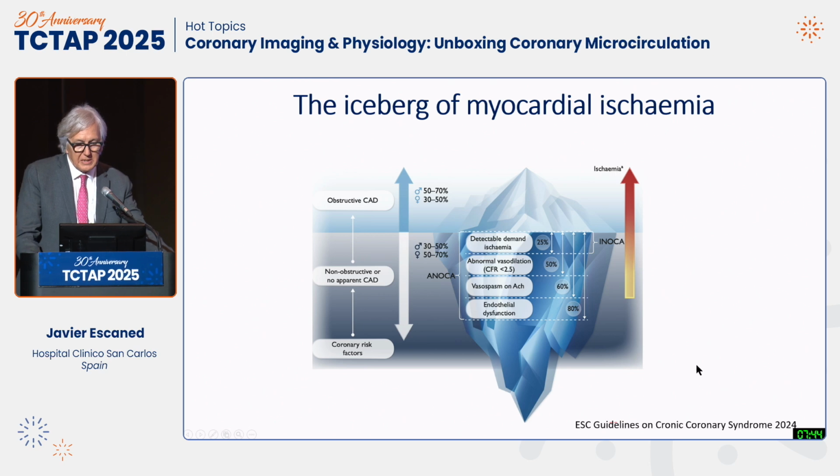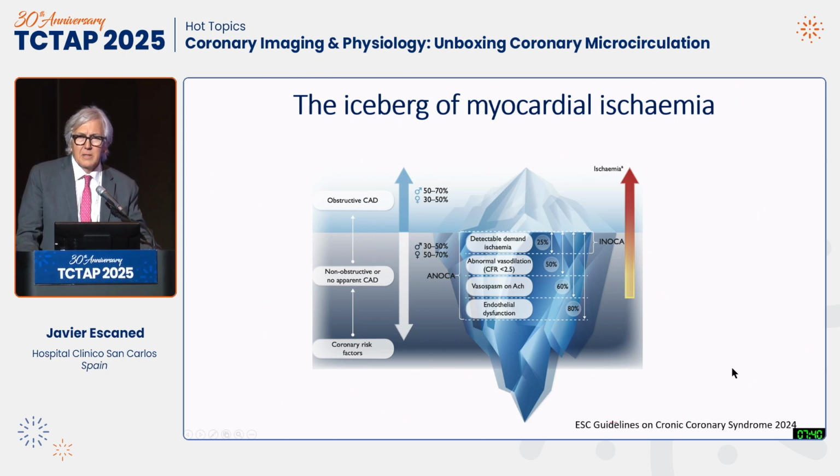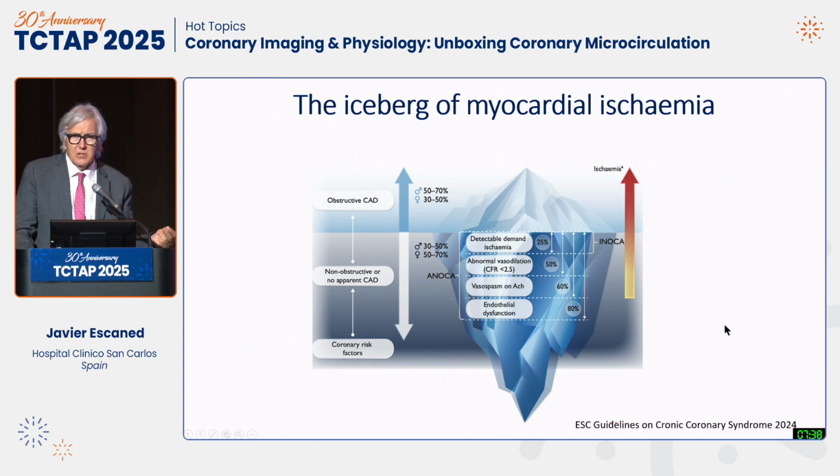Now, this is the image that the ESC has proposed in the latest edition of the chronic coronary syndromes guidelines to depict what myocardial ischemia in chronic coronary syndromes is. And as you can see, it's an iceberg where the largest part of it, the underwater, corresponds to non-obstructive myocardial ischemia.